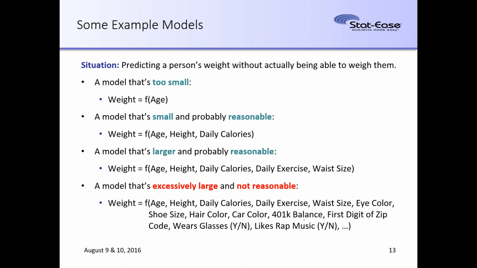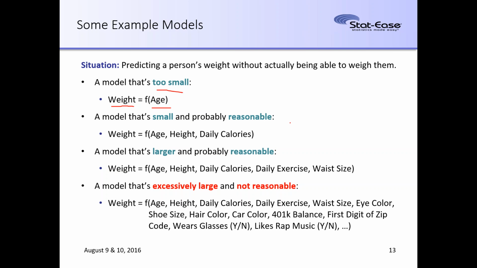Suppose we wanted to predict a person's weight, but we cannot actually put them on a scale. And we want to build a predictive model. So I input some information and I get a weight prediction. Let's say that I create a model that predicts somebody's weight as a function of their age. Okay. This model is probably not completely useless, but if I tell you this guy is 42 years old, tell me what his weight is, predict his weight, there's probably going to be a lot of error in those predictions. So this is a model that's too small.